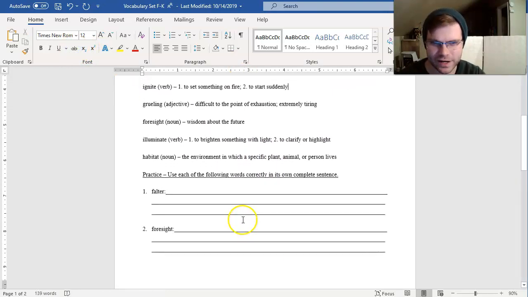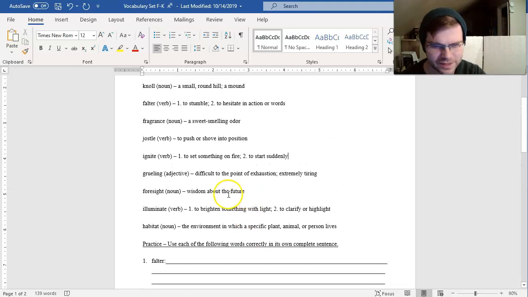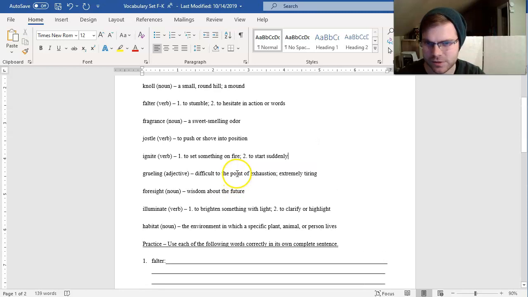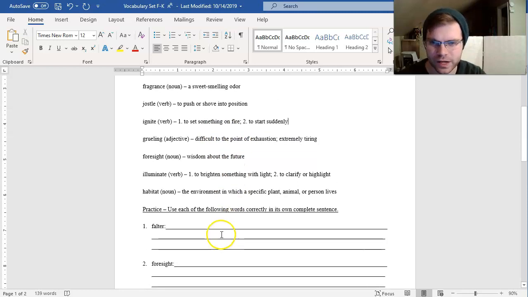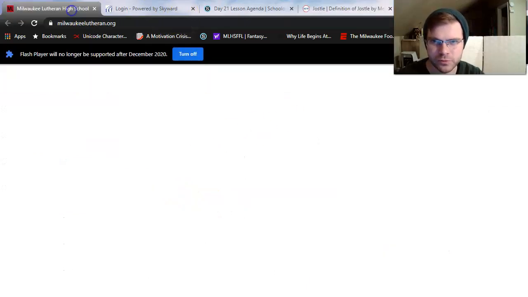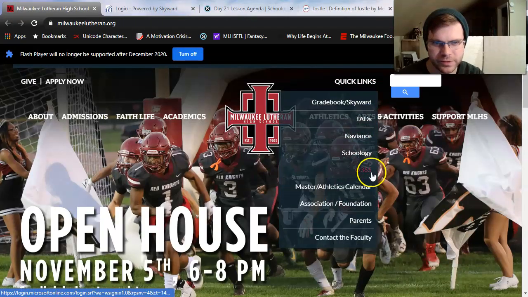All that's left is to practice by writing them in their own complete sentences. I do want you to do all 10 sentences using your definition, so I want you to try them. One thing that I would point out is that the easiest way to look up my comments on earlier assignments is to go into Office 365. So I'll demonstrate that real quick here. If I go to Milwaukee Lutheran High School, quick links, 365.